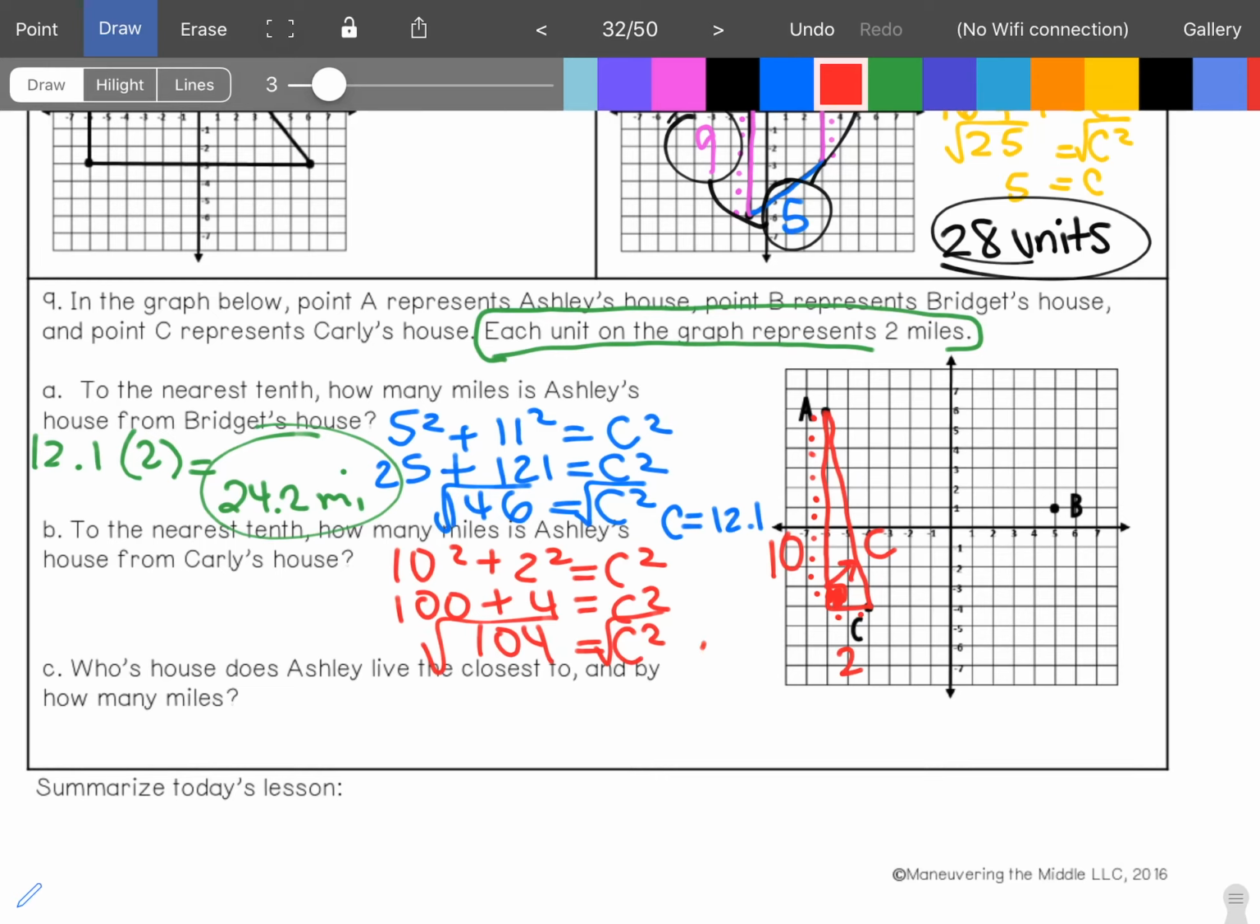And you get 10.2. But remember, that's not the answer. Remember, the directions say each unit is 2 miles. So we have to do 10.2 times 2. What would that be? 20.4 miles.